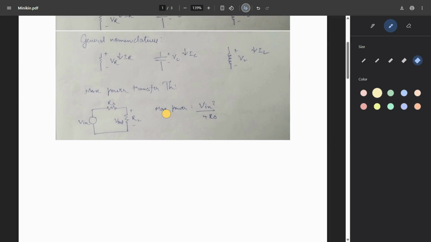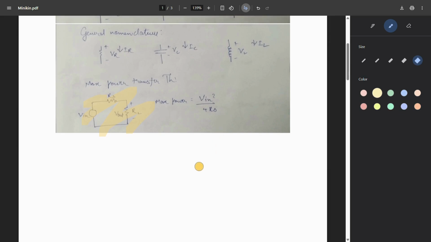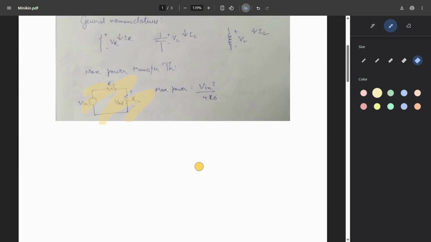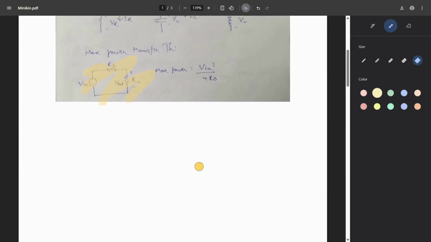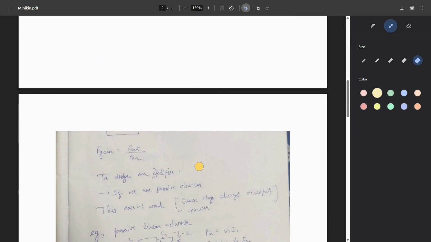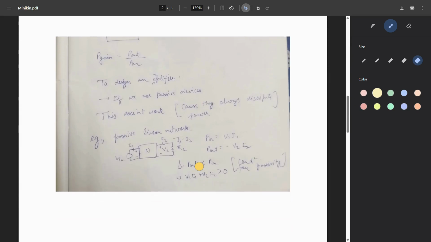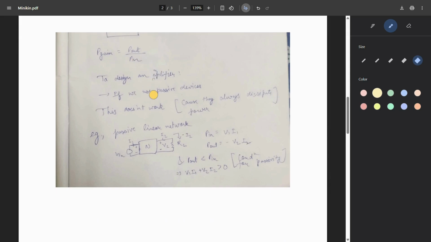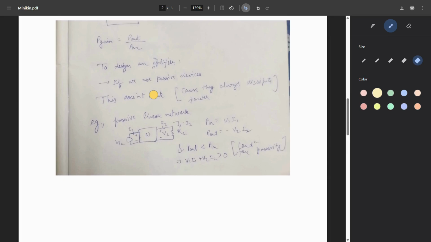Then the next thing is the maximum power transfer theorem, which we all have learned. The maximum power for this circuit which I have made here is V in square by 4RS, which we could simply get through differentiation or any other method, like general inequalities, if you know how to calculate it. So next thing which I have written is what is P gain. P gain means power gain, which is P out by P in. These are all general basic things, so I'm not explaining that much.